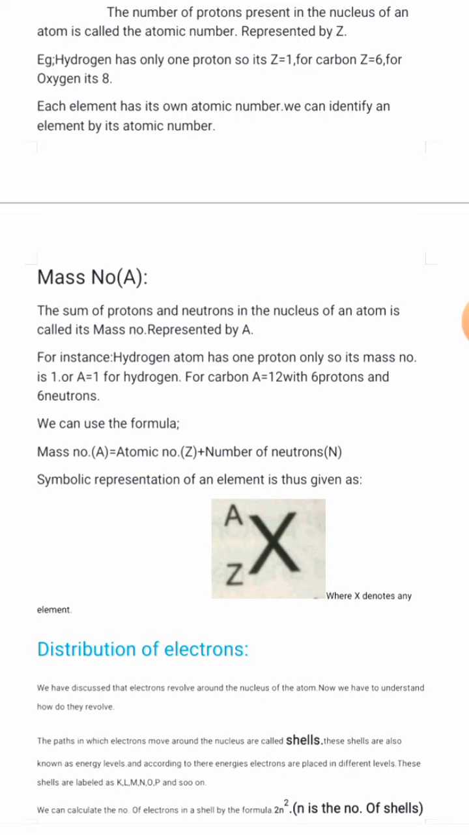Next, we have a formula for calculating the number of neutrons of any atom. That is, mass number equals atomic number plus number of neutrons, of any atom, of any element. Clear? Putting these values in this formula, we can calculate either the number of neutrons, the atomic number, or the mass number, while the other two will be given.